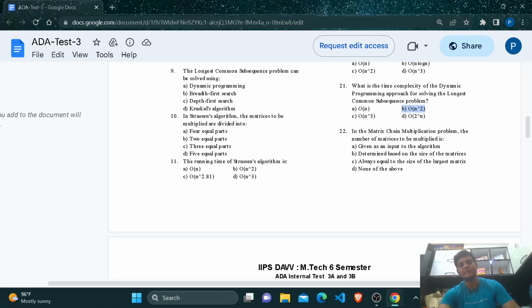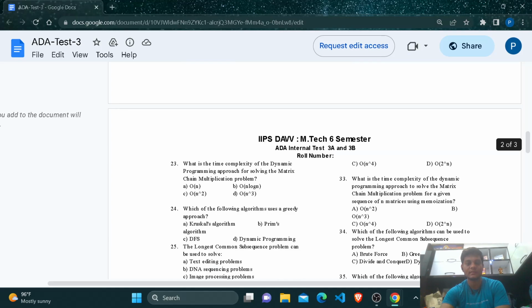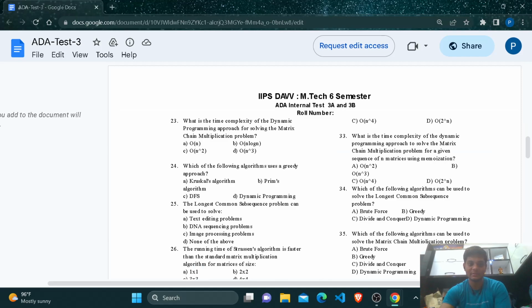22nd question is in the matrix chain multiplication problem, the number of matrices to be multiplied is, so yeah, given as the input to the algorithm. So the correct option is option A. 23rd question is what is the time complexity of dynamic programming approach for solving the matrix chain multiplication? So the answer of 23rd question is option D, n cube.